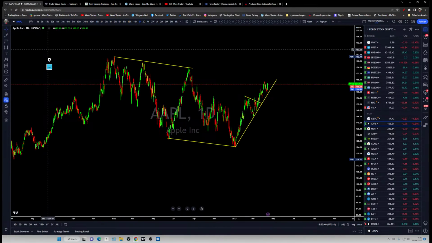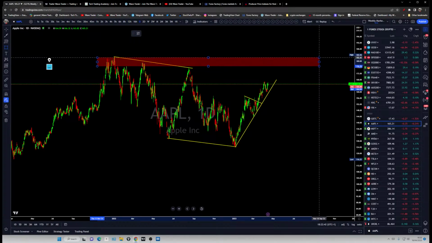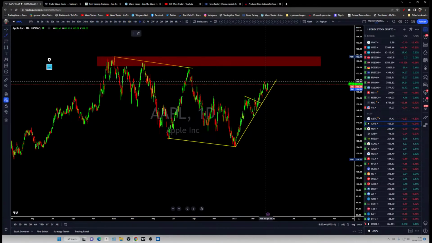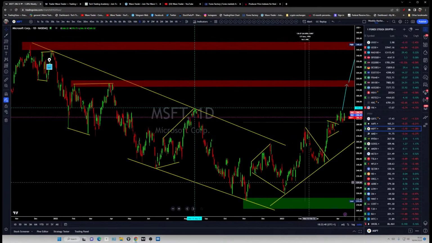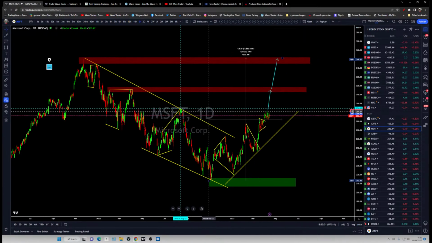Right, it can go all the way back to that high. All right, not at best right now. It has already made its move. Again, Microsoft is also pushing higher. Again, same like previous week. Continue.